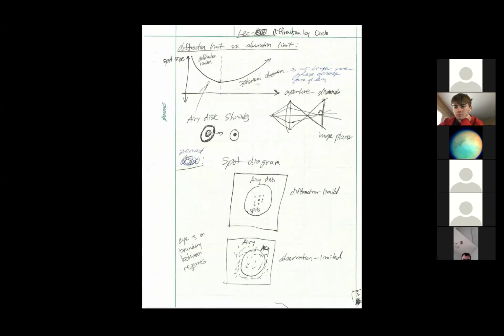Then we can't use the type of wave theory we've been doing. We have to do much more complicated calculations. The symptom of this is that if you look at the spot diagram, when it's very narrow, all of the spots fall inside the Airy disk, assuming it's focused. That's your sign that it's diffraction limited.